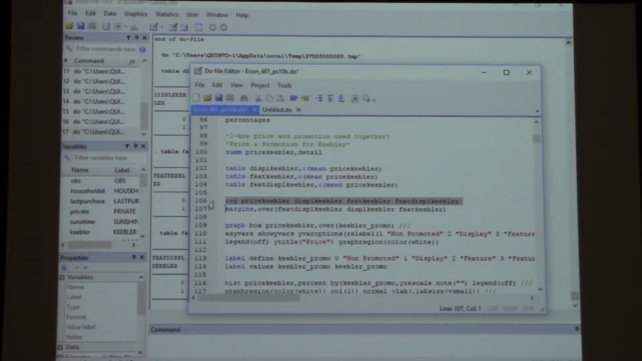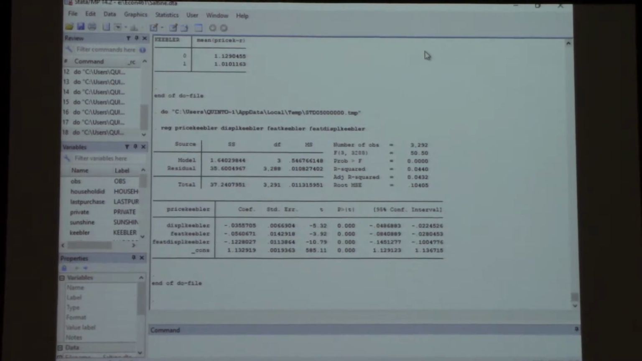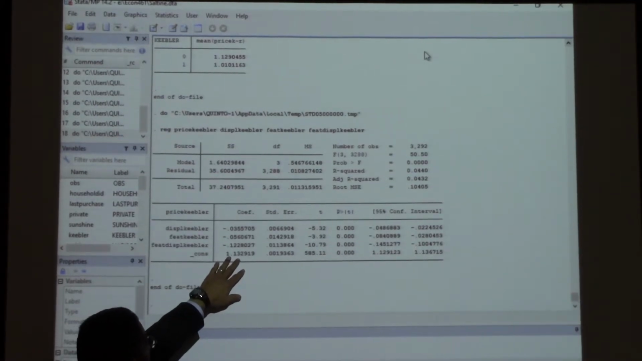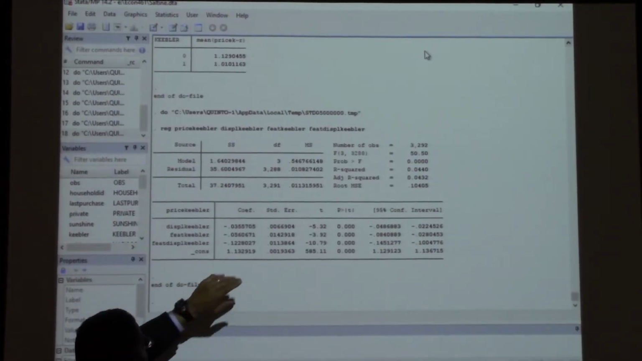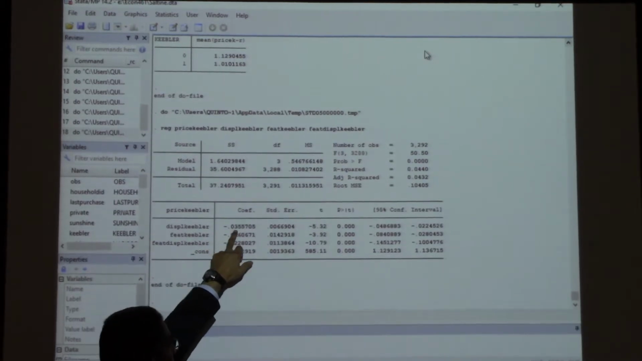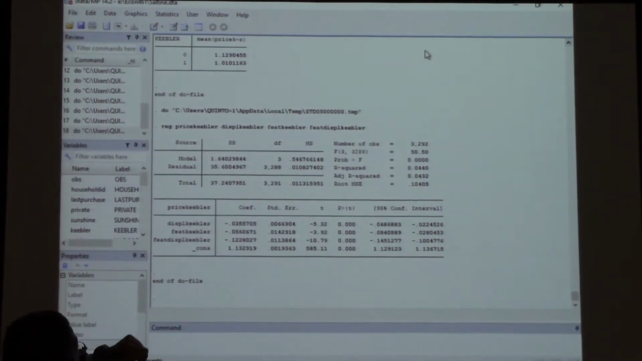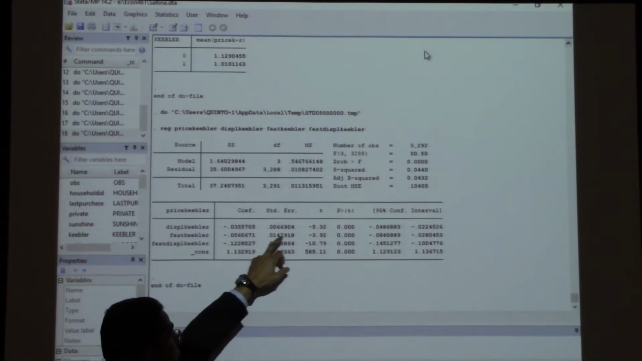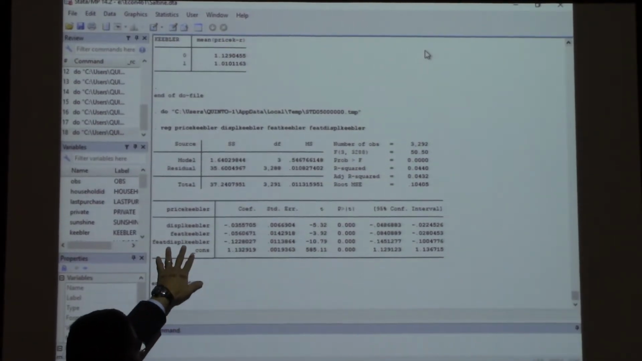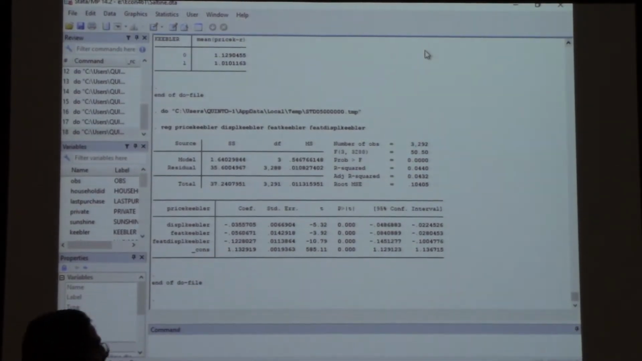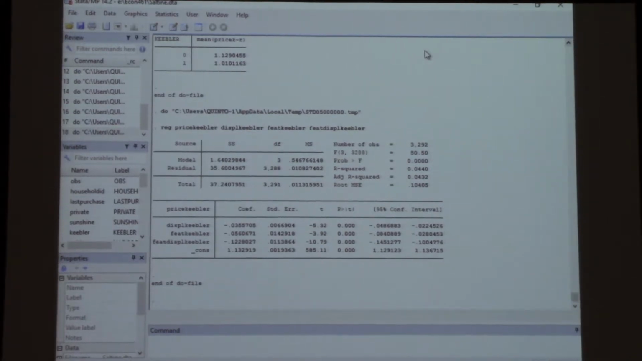So here I'm just regressing the price of Keebler on its promotional activities. Remember, those are dummies, so in essence, what we're going to get is that $1.13, and we're using the full sample, so we get that $1.13 is the non-promoted price. And when it's on display, it's 3 cents less, and that's statistically significant. When it's on feature, it's 5 cents less, and that's statistically significant. And when it's on feature and display, it's 12 cents less, which is statistically significant.